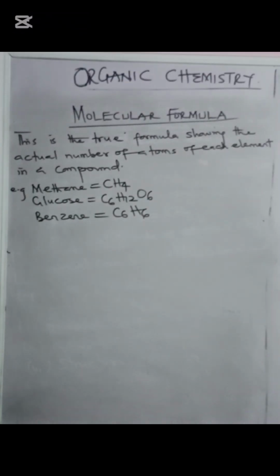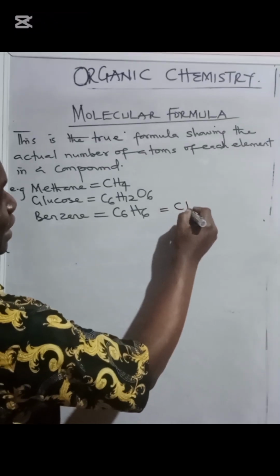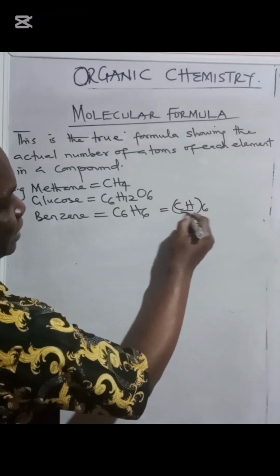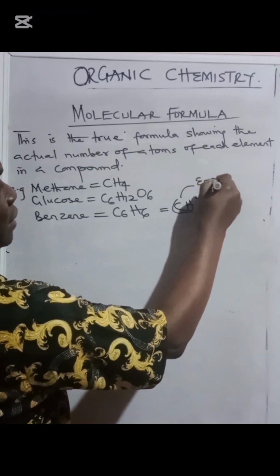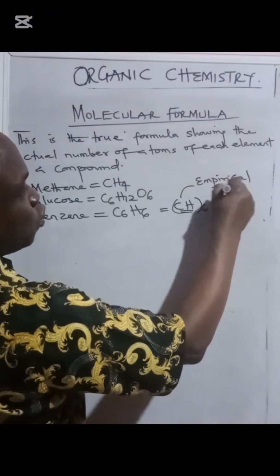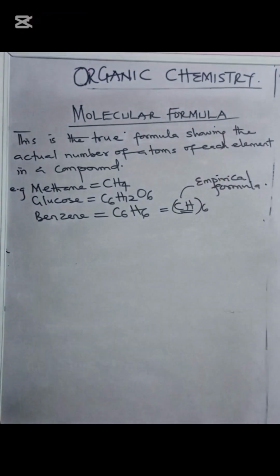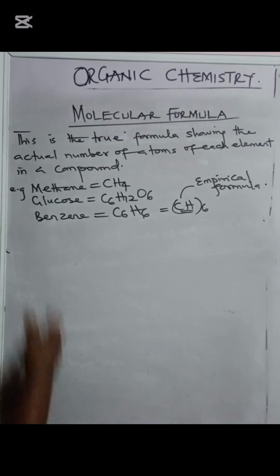That's the actual formula. But if benzene is now written as CH then bracket 6, the one inside there is the empirical formula. You can see it shows the ratio, not the actual number. So please take note of that. Molecular formula is the actual formula of a compound. And in organic chemistry, the general formula represents the molecular formula. We are going to look at examples on that.